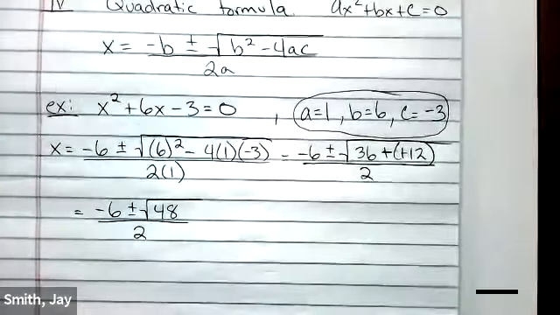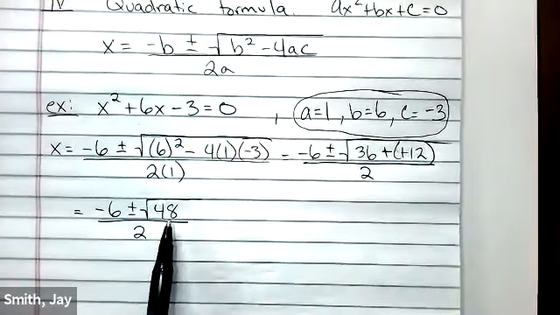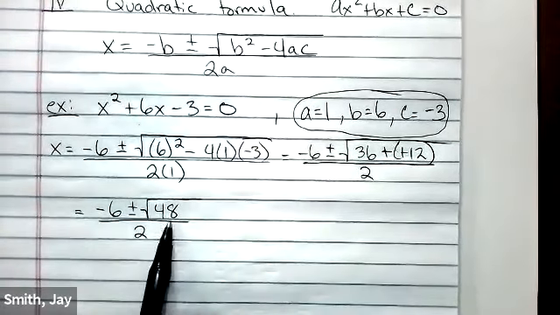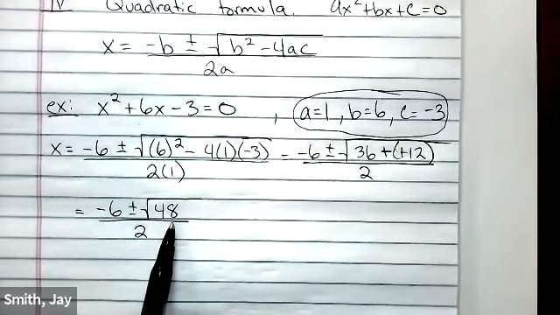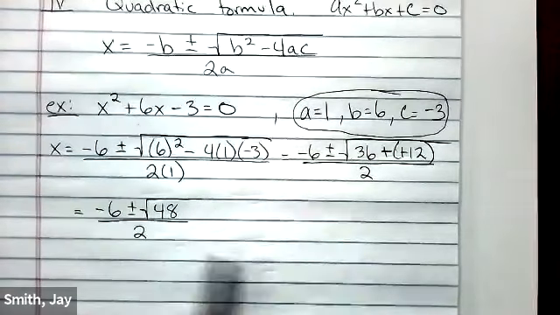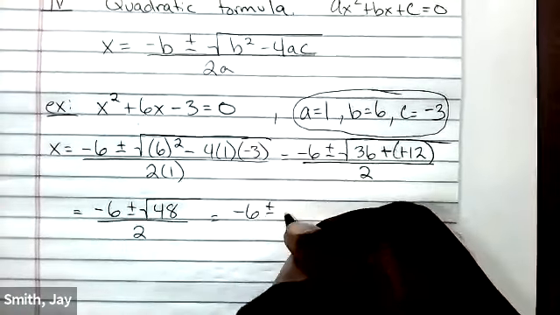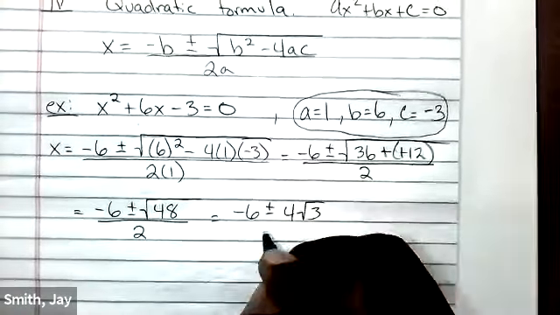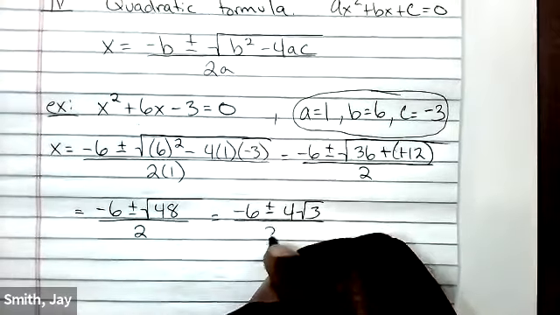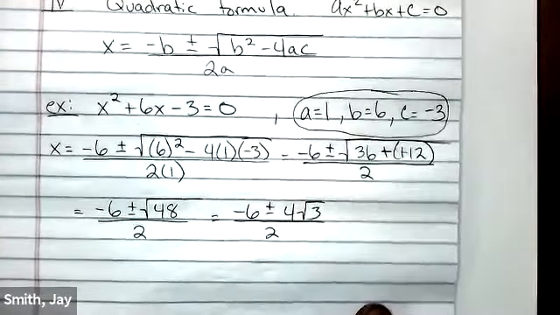Still being divided by 2, but the square root of 48 can actually be broken down. 16 times 3 will give me 48. So this breaks down to 4 square roots of 3. So now we have negative 6 plus and minus 4 square roots of 3 divided by 2.